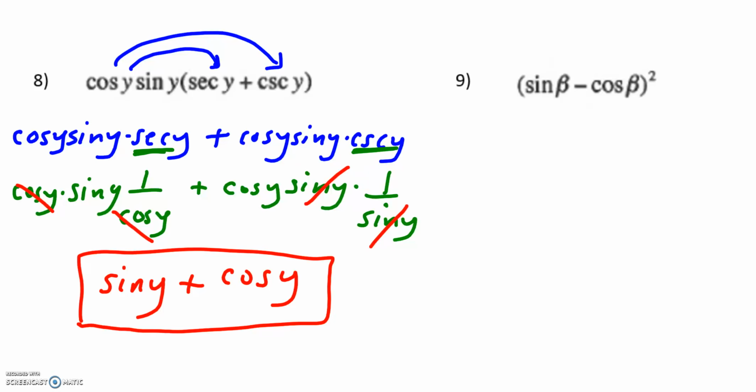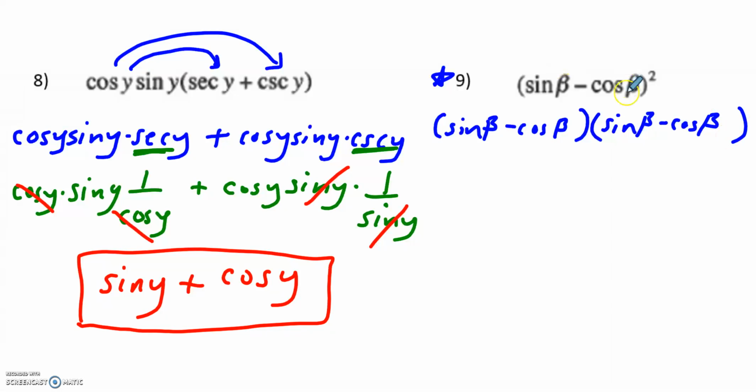Number 9. Now this one is a very common mistake. A lot of students look at this and say, oh, both the sine b and the negative cosine b should be squared. Yes, but please don't forget that this is really written as sine of the angle b minus cosine of that angle. And the definition of squared means it's the same parenthesis twice. So this actually ends up being the distributive property twice, also known as FOIL. So please don't fall for that.